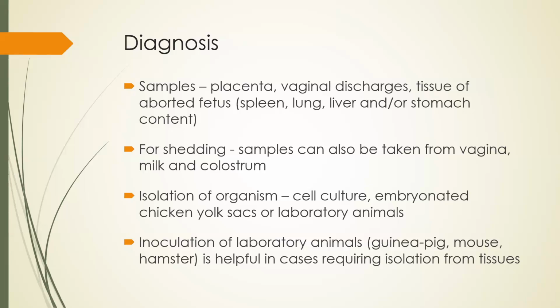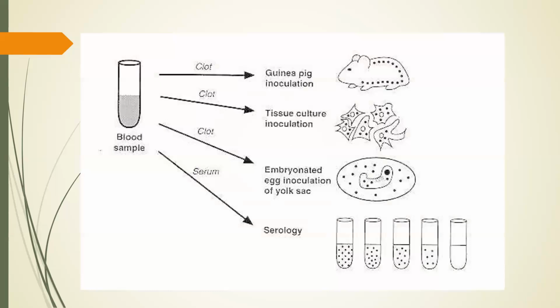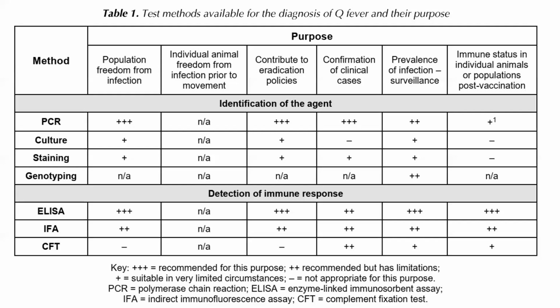Inoculation of laboratory animals, that is, we can use guinea pig, mouse, hamsters, which is helpful for the isolation of the tissues. So this is the slide. That means if we are collecting the blood sample, accordingly we can use it for different types of diagnosis: in the form of lab animal, tissue culture inoculation, embryonated egg, or for serology purposes.